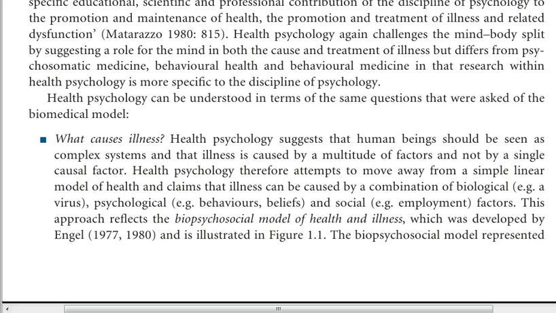This approach reflects the biopsychosocial model of health and illness, which was developed by Engel, 1977-1980, and is illustrated in Figure 1.1.